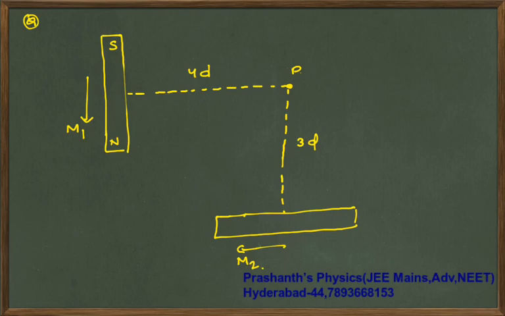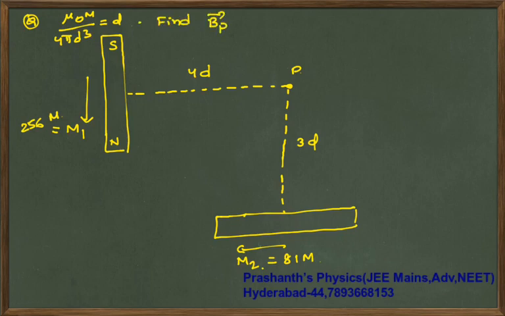What your question is, take mu naught m by 4 pi d cube as B. m1 is 256 m, m2 is 81 m. Question is, find the magnetic field at P. So that is your question. Try this. I will explain the solution.